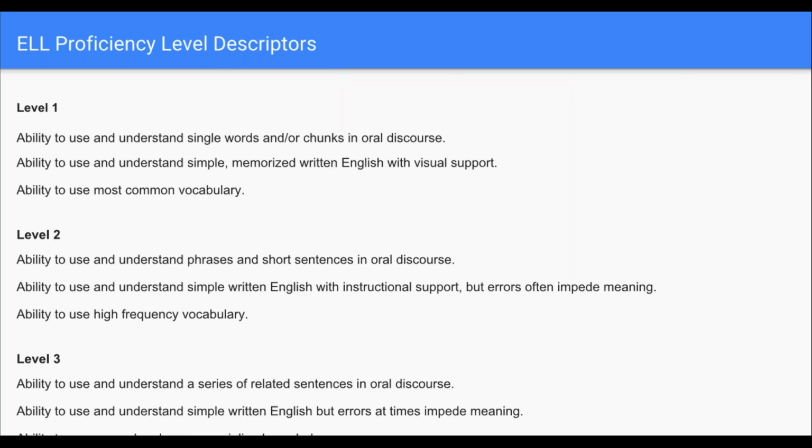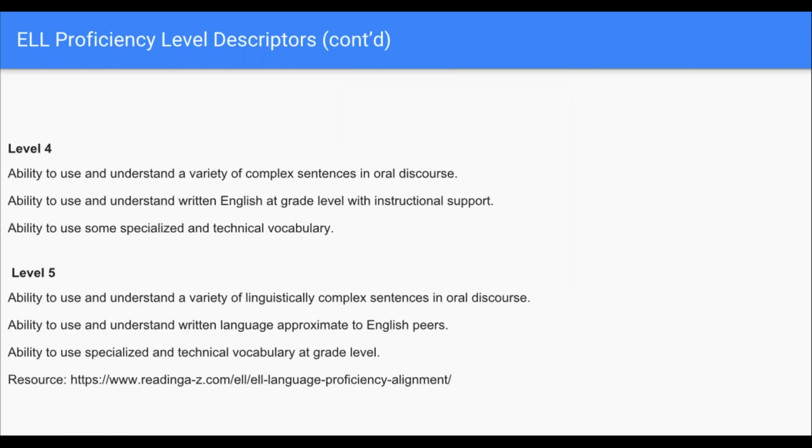Now, if we look at the next one, levels 4 and 5, you can see level 5 is a much more complex speaker. So they're able to understand and articulate themselves in English a lot better. But as you can see, the levels progress. So again, it's important to know which level they're at so you can provide the correct support.